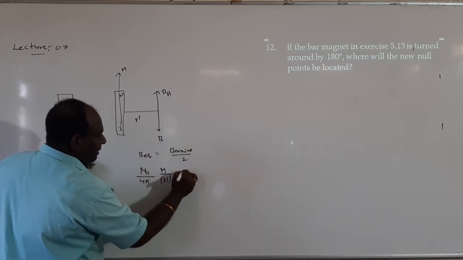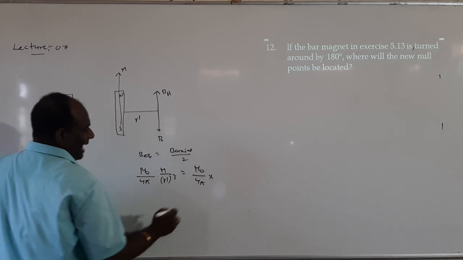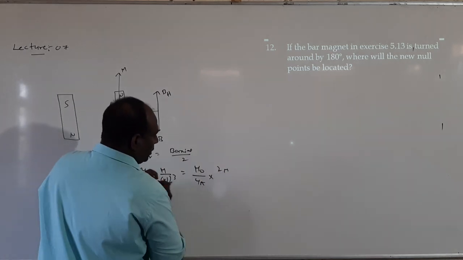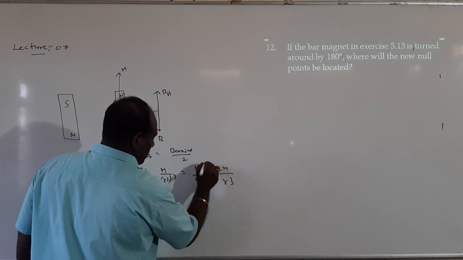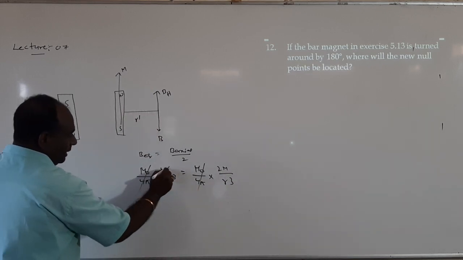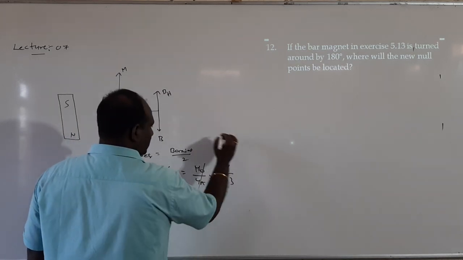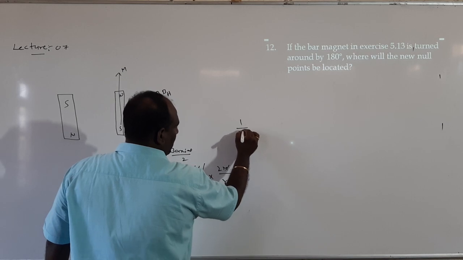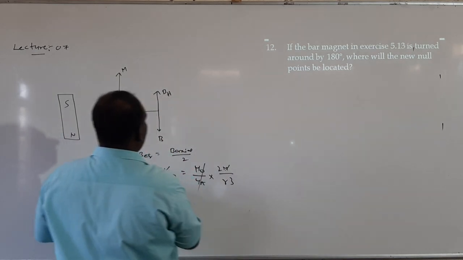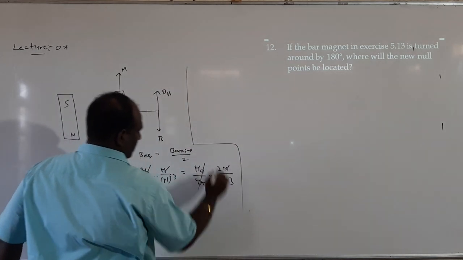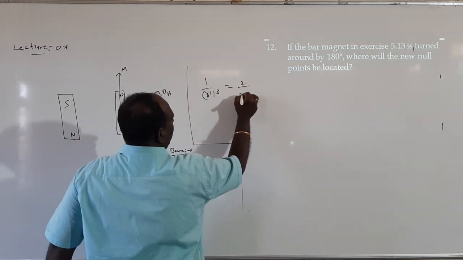I will write the B axial formula: mu naught by 4 pi into 2m by r cube. Here the r value will be 14. Mu naught by 4 pi gets cancelled, m gets cancelled, so we will find r dash cube. So we get 1 by r dash whole cube is equal to 2 by r cube.